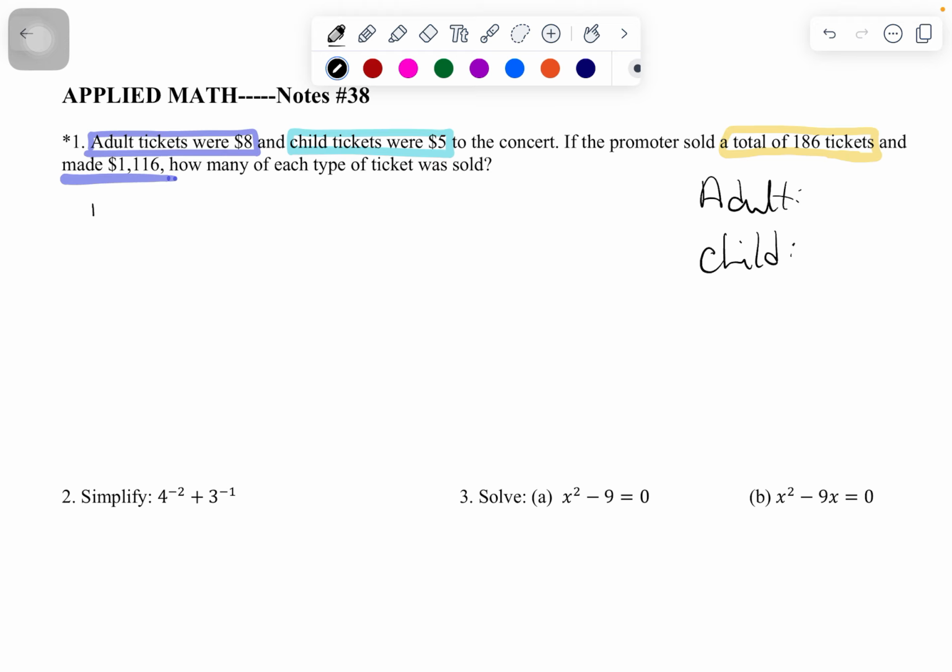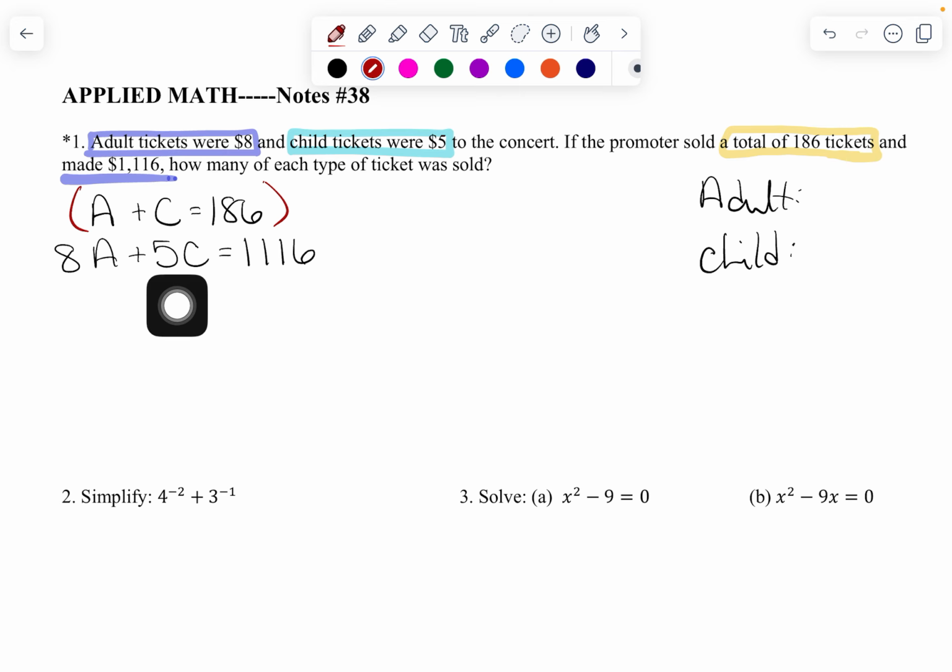If I take all my adult tickets plus all the child tickets, that was a total of 186 tickets sold. Okay. Then I want to talk about value. Each of those adult tickets were valued at $8. Each of the child tickets were valued at $5 for a grand total of $1,116. All right, so I've got my two equations. Now I want to eliminate either A or C. It doesn't matter which one you eliminate. For giggles, I will eliminate C.